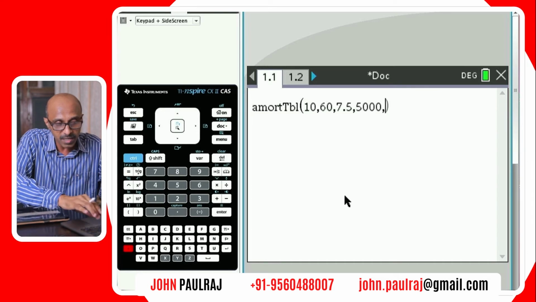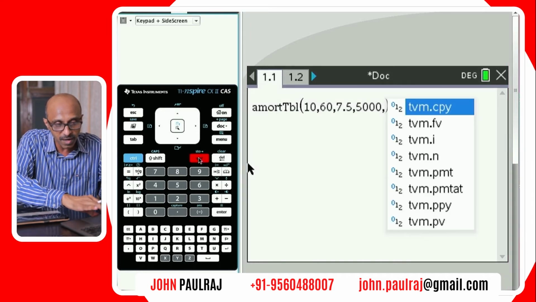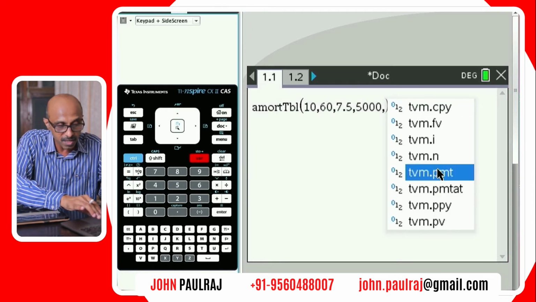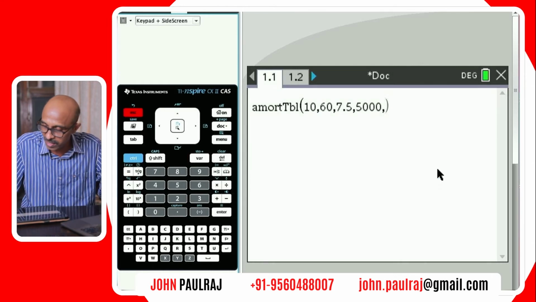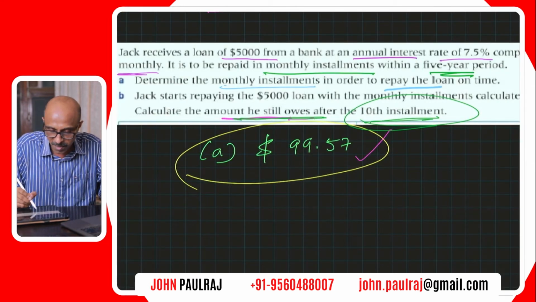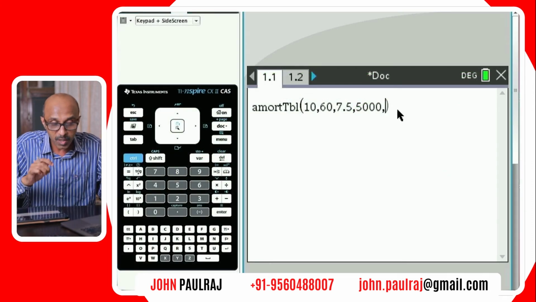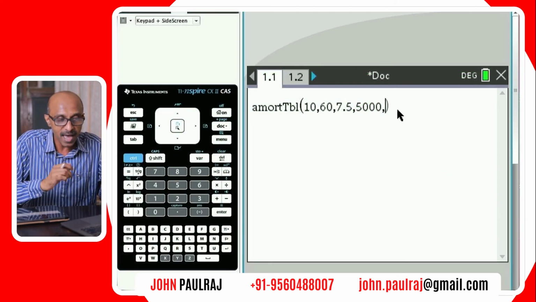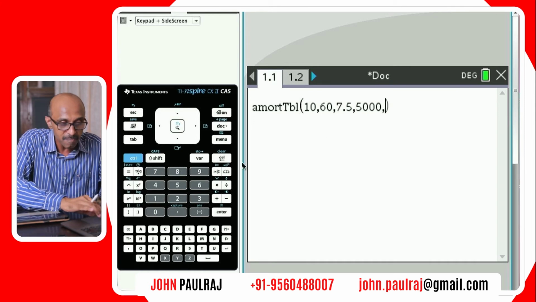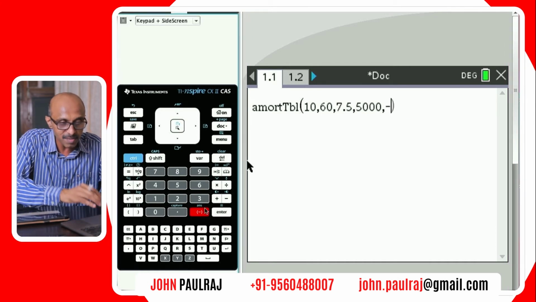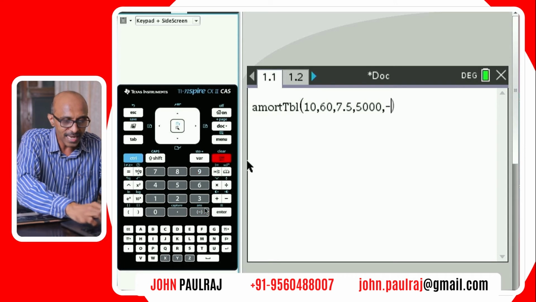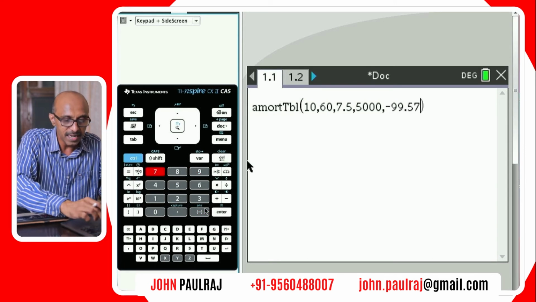Now, there are two ways to do it. One is, if you want to preserve accuracy, you can go to VARS and pull out that payment from there. Or you can just look at your answer and say, well, he had to repay 99.57, so you can enter 99.57. But because he's paying back to the bank and it's money going out of his pocket, make sure that you enter it with a negative sign. That's the money that leaves his pocket, so 99.57 with a negative sign.